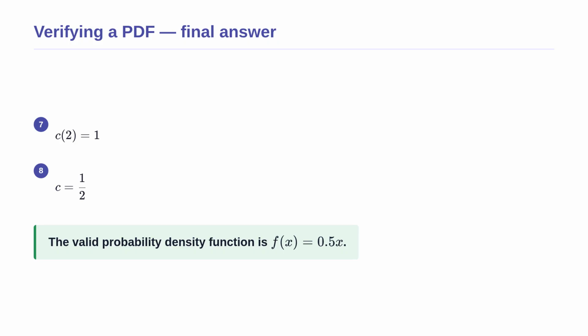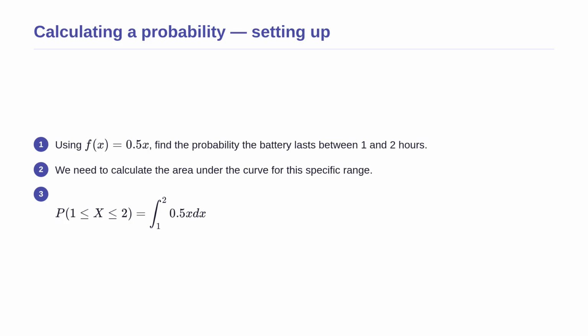This gives us a final valid probability density function: f of x equals 0.5 times x. The mathematical model is now complete, verified, and ready to use for calculating specific probabilities. Now that we have our valid probability density function, let us calculate a specific probability.